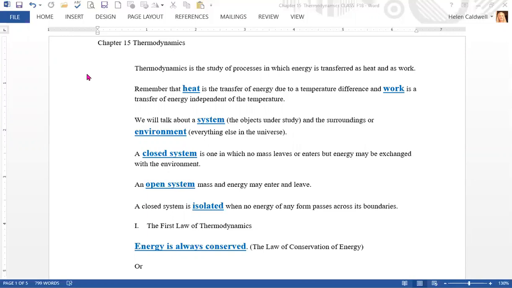And we try in physics, when we're doing calculations, especially in taking data, to isolate the system from the environment. A closed system is one in which no mass leaves or enters, but energy may be exchanged with the environment. In an open system, mass and energy may enter and leave. So we want to isolate our systems to get the best results.